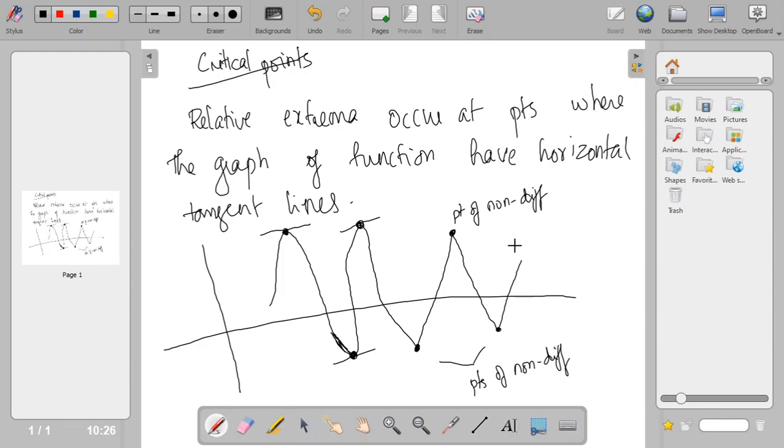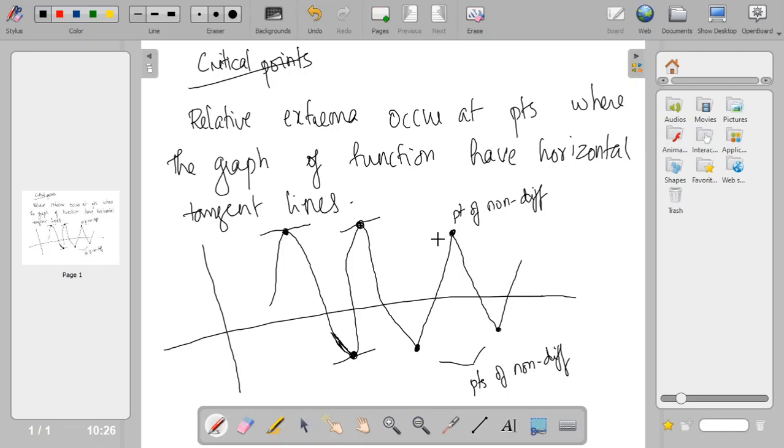So in general, the points where you can have a relative extrema are generally called the critical points. In general we define a critical point for a function f to be a point in the domain of f at which either the graph has a horizontal tangent line or the function is not differentiable. So these are the 2 things we have obtained from this figure.